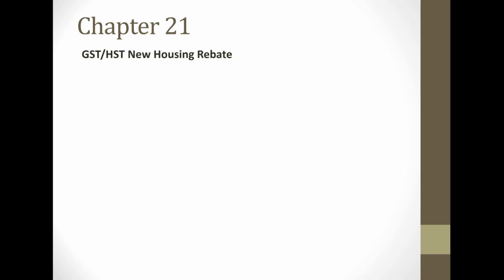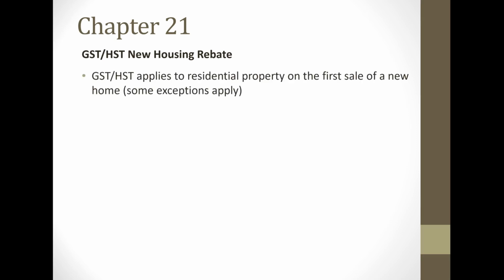Moving on to the next slide, the last topic we're going to talk about is the GST/HST new housing rebate. Now, there is GST and HST charged on residential properties that are new. There are some exceptions, but basically the first time a new home is sold, GST/HST would apply to that sale. Now, the rebate in provinces that charge GST and PST, the rebate would be 36% of the GST paid.